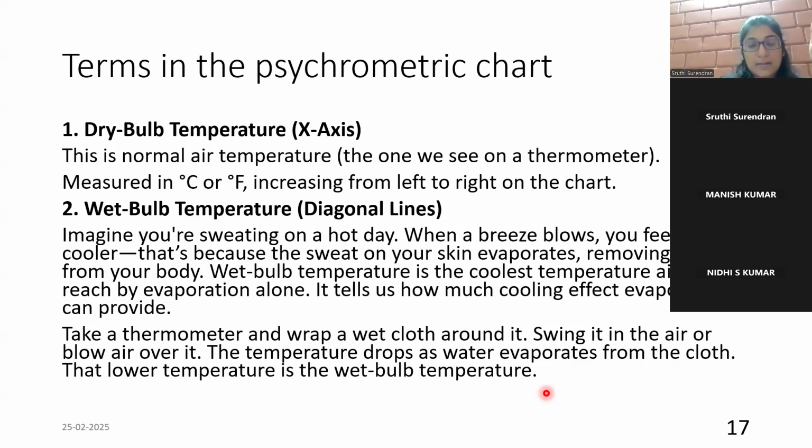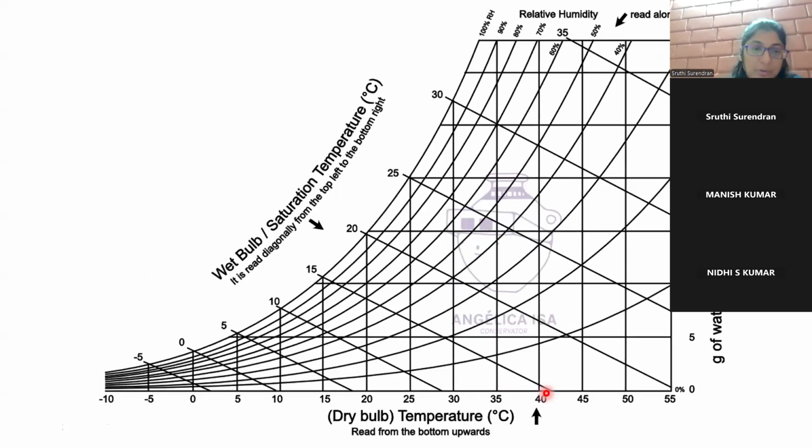Now, why is this wet bulb temperature important? The temperature reduction is happening as a result of the evaporative effect. So some water is being evaporated, and that is resulting in the reduction of temperature. So knowing that temperature will help us understand how much water is being evaporated. This wet bulb temperature is read from this graph in diagonal terms. The diagonal lines are what represent the wet bulb temperature.